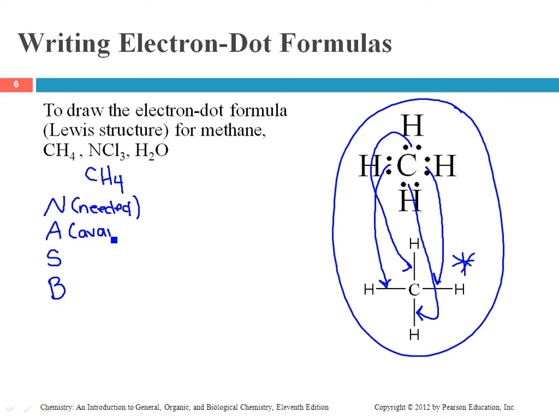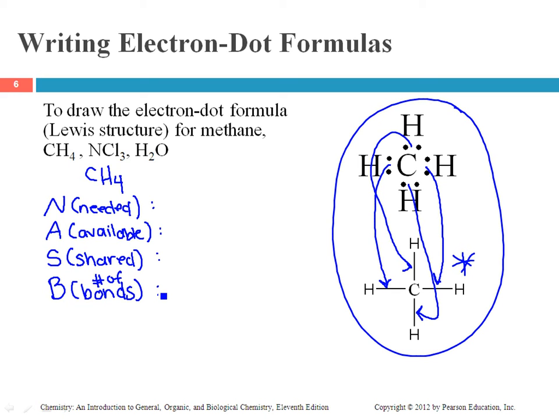A stands for available. S stands for shared. And B for bonds, or the number of bonds. Okay? Alright, so if we look at needed electrons.